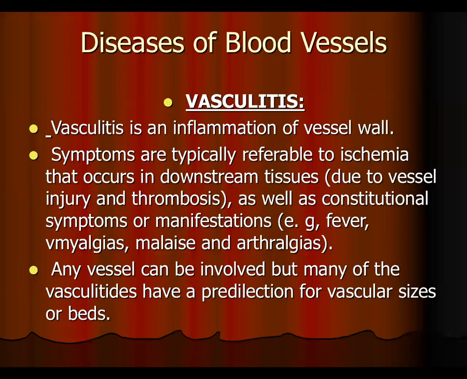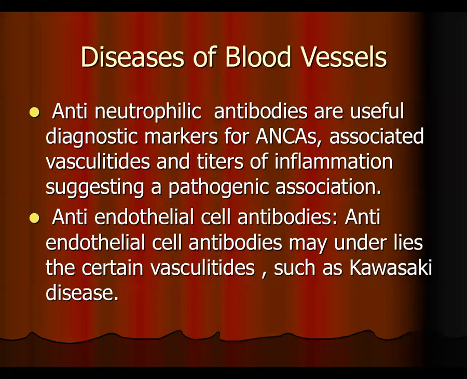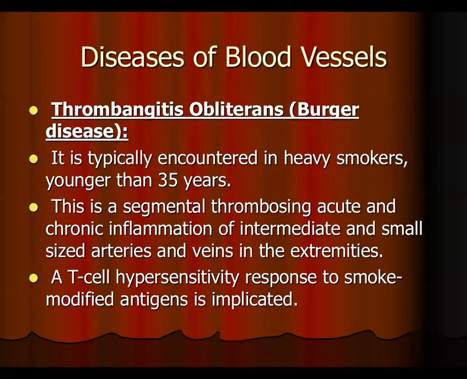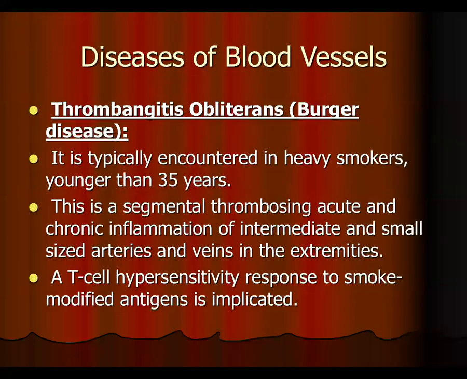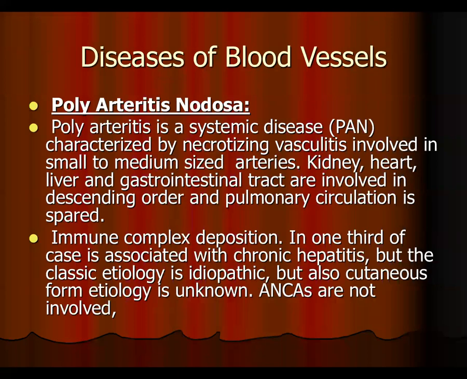Now we come to the topic, also a most important topic, vasculitis, which we also discussed before. These are the topics related to blood vessel diseases: arteriosclerosis, atherosclerosis, hypertension, vasculitis, diseases of the lymphatics and veins, and tumors of blood vessels. Our three topics remain here. Number one, the inflamed condition of the vessel wall, vasculitis. Next, the diseases of the lymph vessels and the veins. Third, the tumors of the blood vessels. So today we are discussing the inflamed condition of the vessel wall.